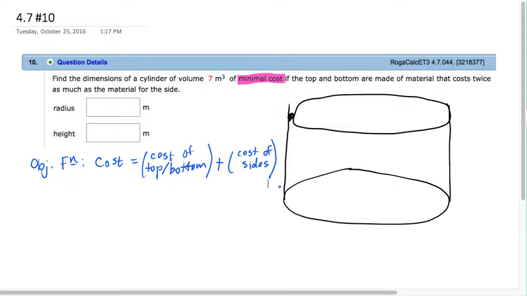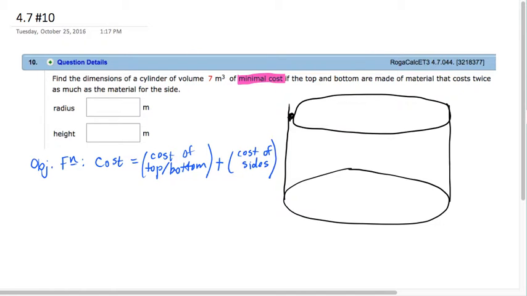Now it doesn't give us any dollar amounts. So let's say the top and bottom cost $1 per square meter. Then the side would cost what? $2 per square meter. And apparently it's not going to matter whether the cost is $1 and $2 or $2 and $4. The problem's going to work out the same to minimize cost. All we're given is that the cost of the top and bottom are twice as much as the material for the sides. But my point was that total cost is your area times cost per square meter.